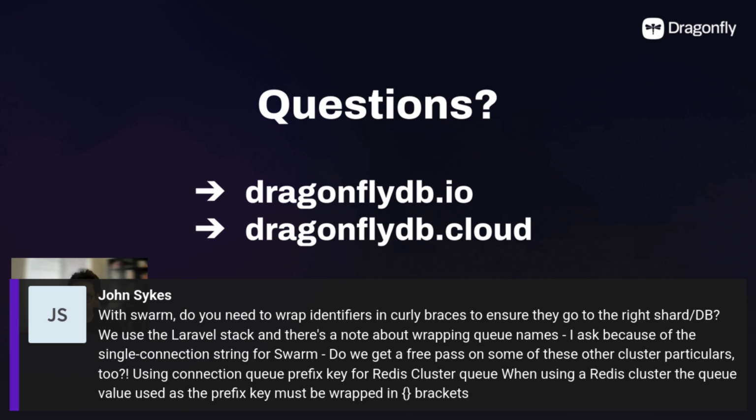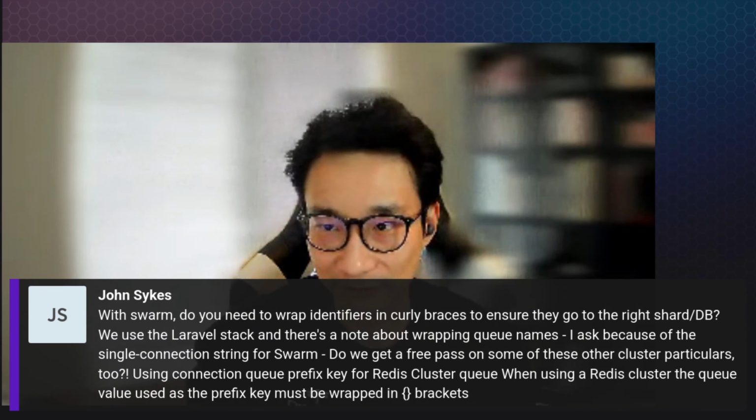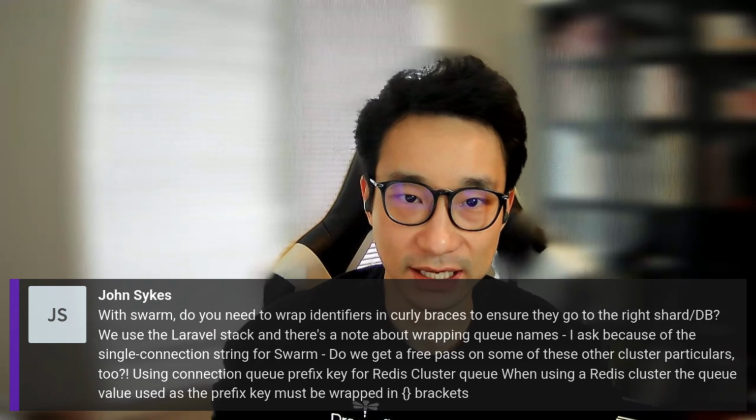Okay, here I have a question with Dragonfly Swarm. Do you need to wrap identifiers in curly braces to ensure they go to the right shard DB? We use the Laravel stack. There's a note that wrapping the queue names. Yeah, that's a really good question. So when you wrap a key, for Redis or for Dragonfly, they're the same deal, they are called a hashtag in the key, right?